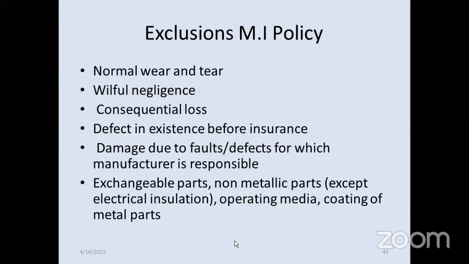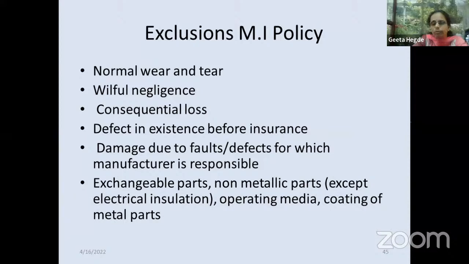Normal wear and tear, willful negligence, consequential loss, defects existing before insurance, damage due to faults or defects for which the manufacturer is responsible, exchangeable parts, non-metallic parts, operating media, coating of the metal part. These are some exclusions which are not covered. So exchangeable parts, non-metallic parts, excluding the electrical insulation, operating media, coating of metal parts. These exclusions are important.